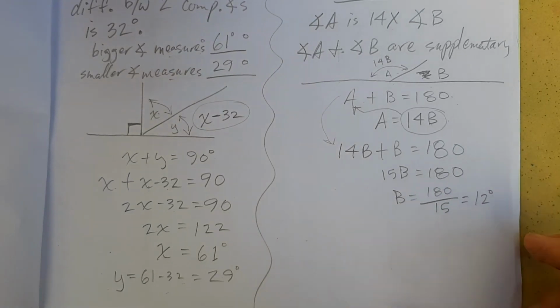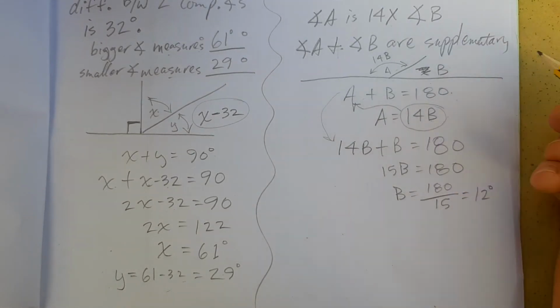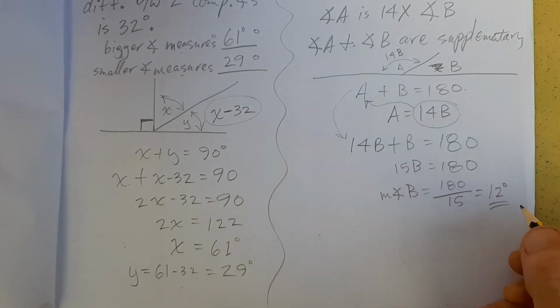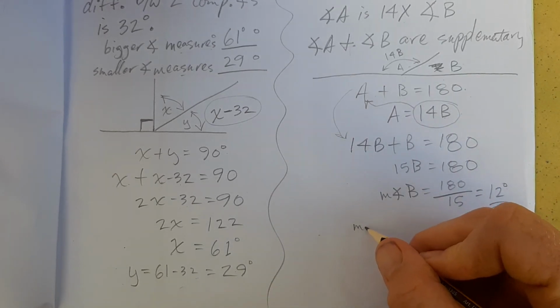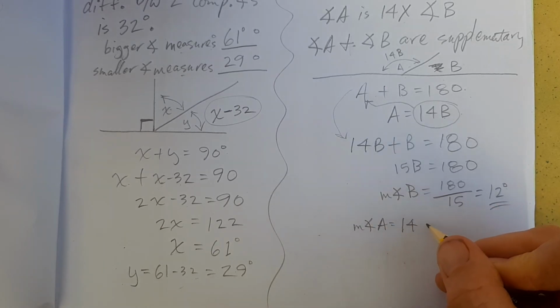Check me with your calculator. We'll figure this out real quick here. So angle B, that's our smaller angle. So the measure of angle B is 12. Well, I just substitute back up in the easiest one, 14 times 12. Measure of angle A equals 14 times that one.